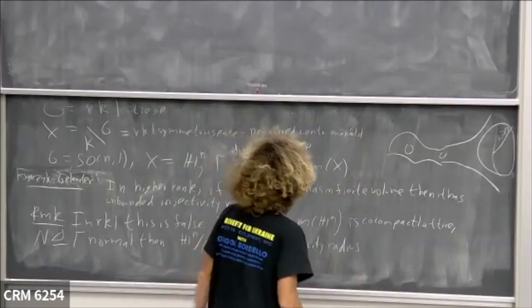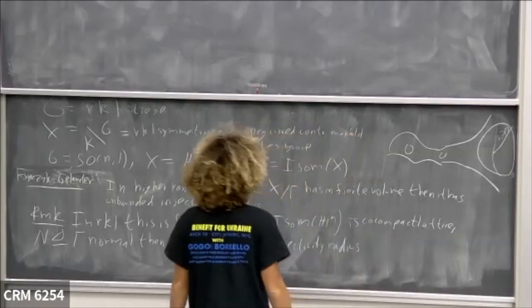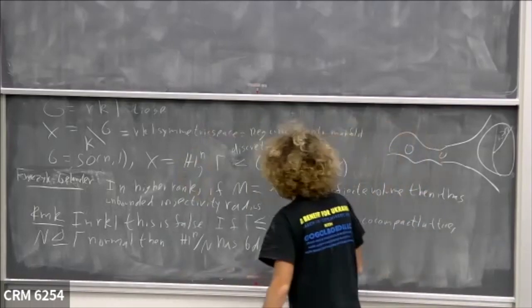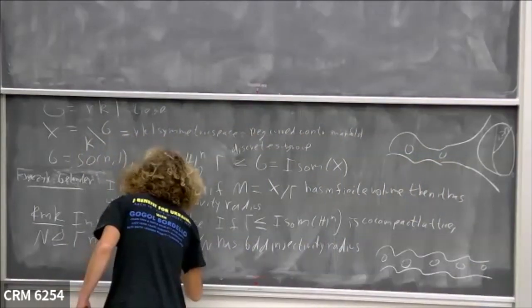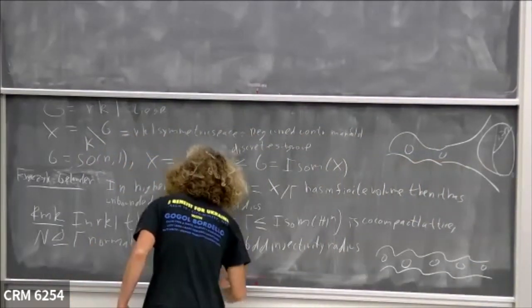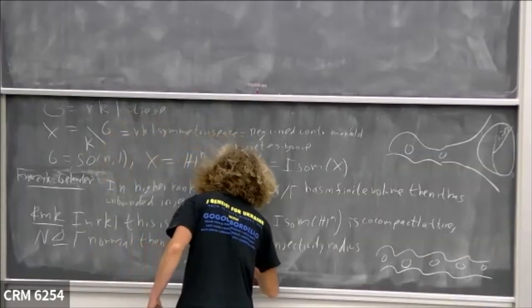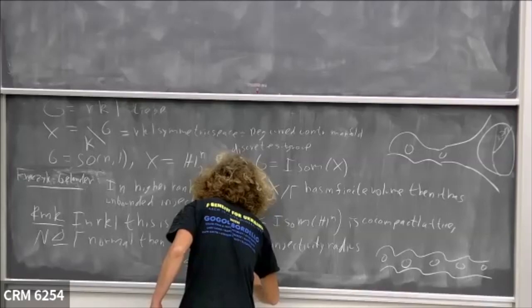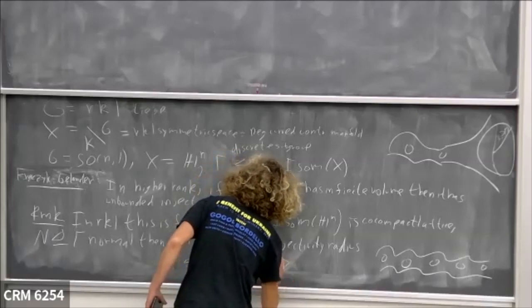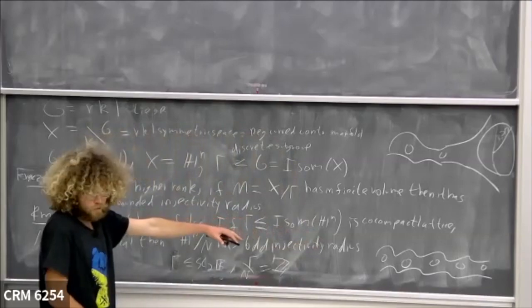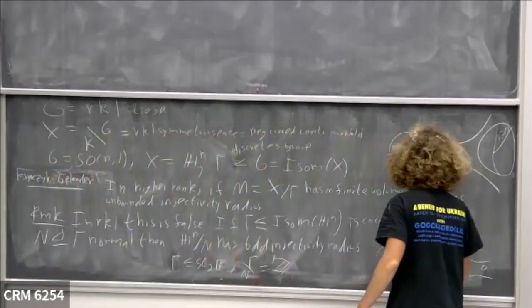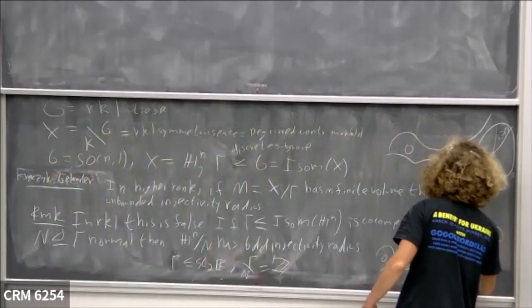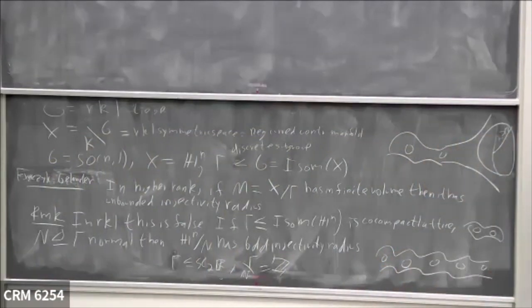You can prove it as an exercise, but I'll draw a picture for when gamma is a lattice in SL2(R) and gamma mod N is Z. So this is a cyclic cover of a compact surface, like this. And this has bounded injectivity radius.